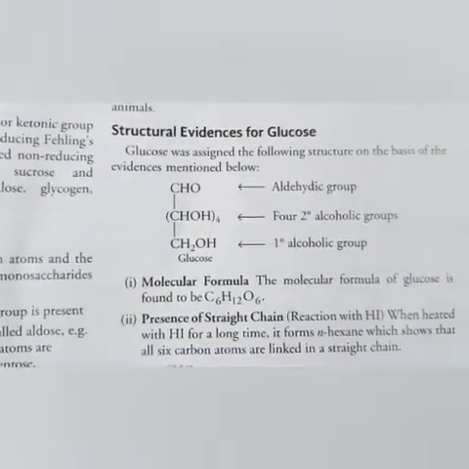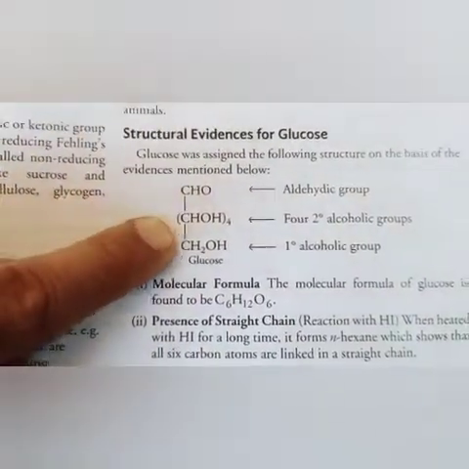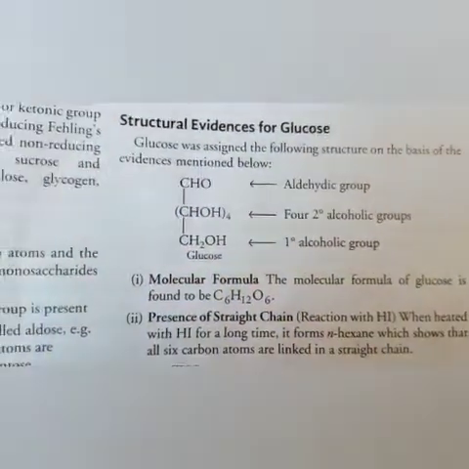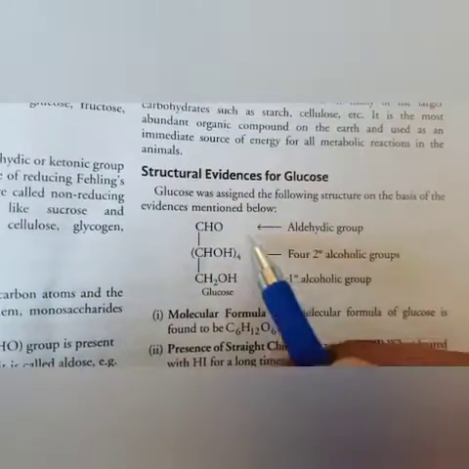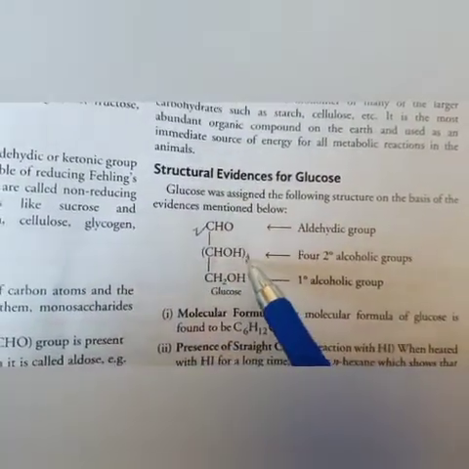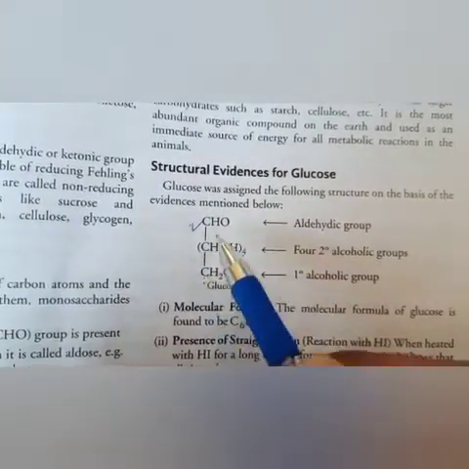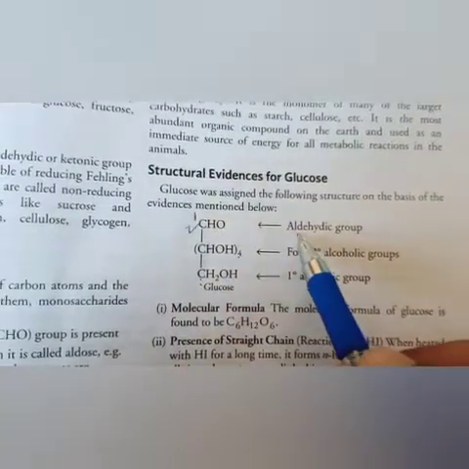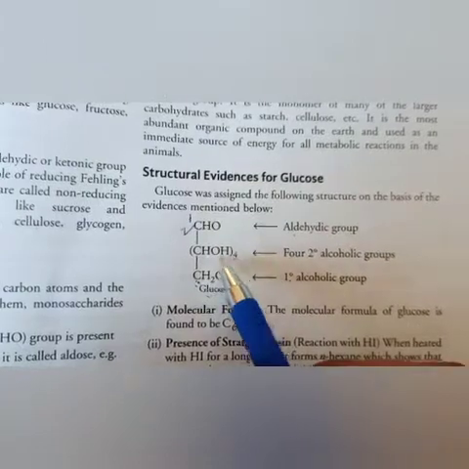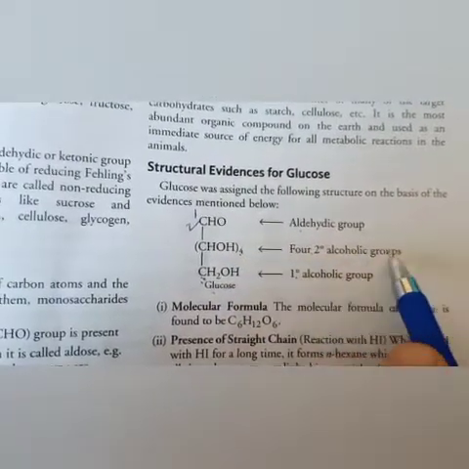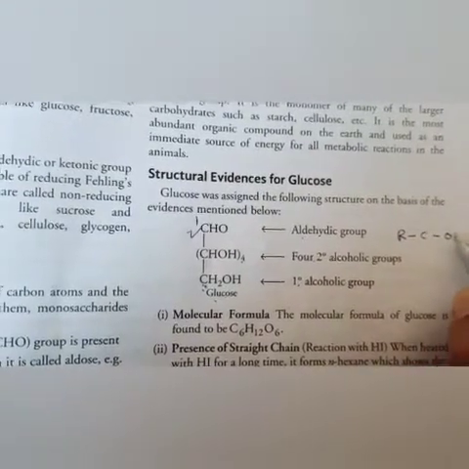If we talk about the structural evidence of glucose, there are 6 carbons: 1 carbon here, 4 carbons, and 1 carbon there. So you can see, this is 1 carbon, there are 4 carbons, there is 1 carbon, so 1, 4, 5 plus 1, 6. The first carbon has an aldehyde group, the last carbon has a primary alcoholic group, and the carbons in between have secondary alcohol groups. A secondary alcohol group you know very well: R, CH, OH.